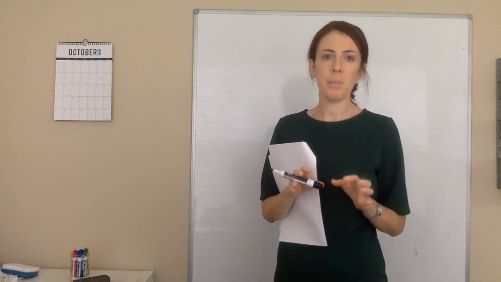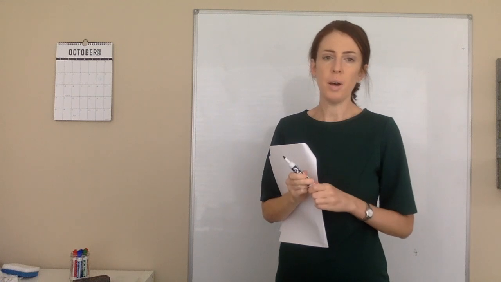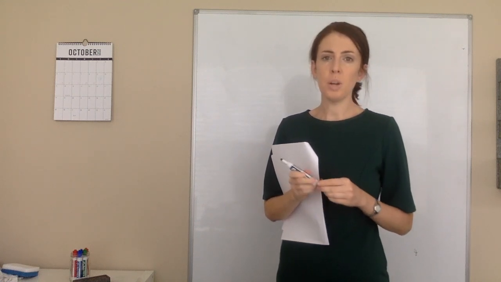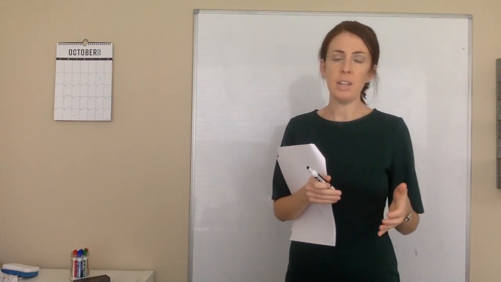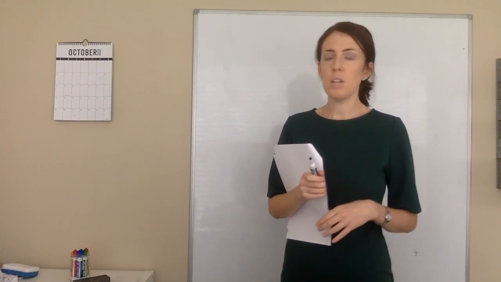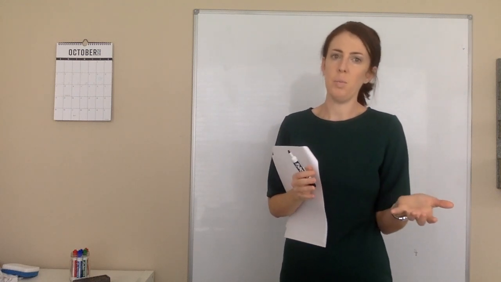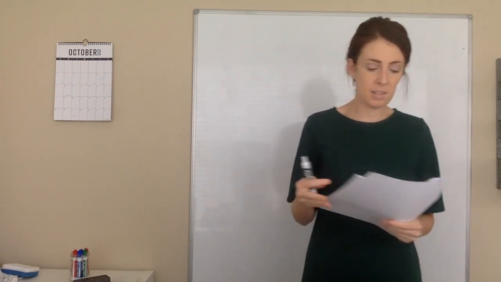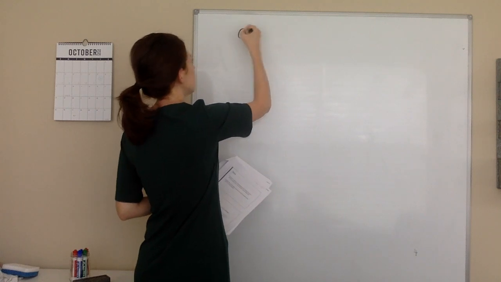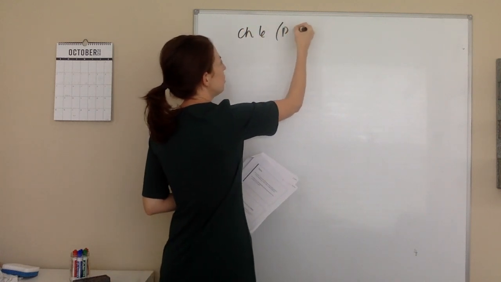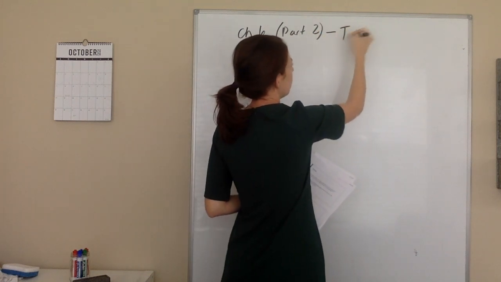We're going to finish up chapter 6 today. If you recall last class, we were talking about price controls. The reason we're talking about price controls is because chapter 6 is considering different ways the government might intervene in a market. So today we're going to finish off with the last segment of how government might intervene, and it's by imposing a tax. Just so you have some organization, this is chapter 6, part 2, and we're going to be talking today about taxes.